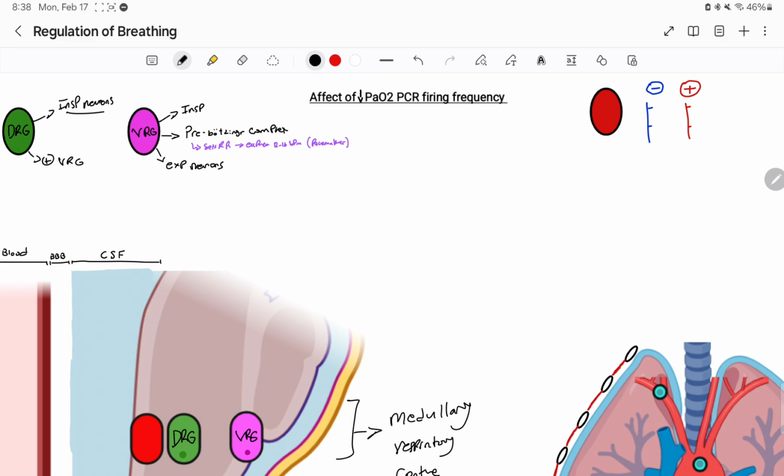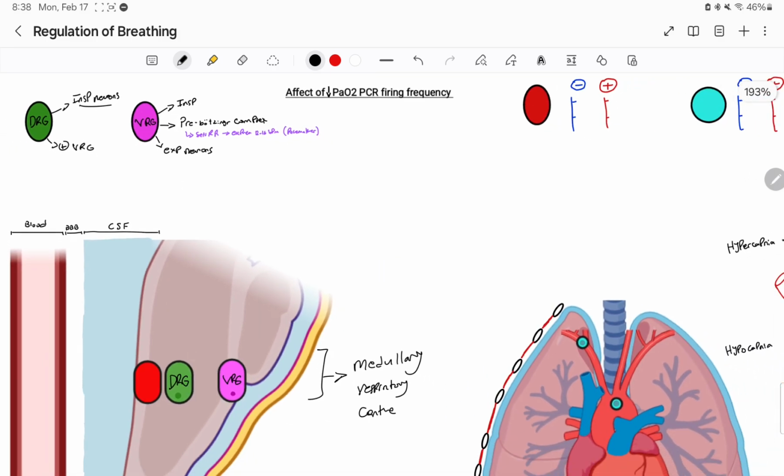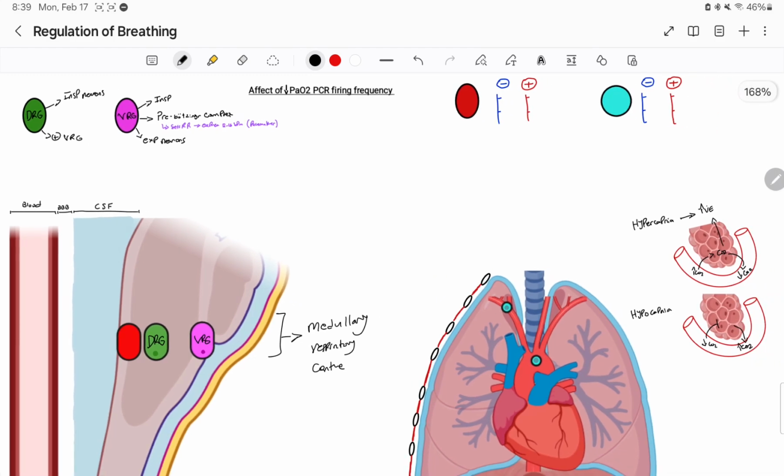Those guys will go out to those muscles we talked about in our previous videos, such as the internal intercostals or the abdominal muscles. And again, we'll take a look at that in a bit. I'm just giving you an introduction. So that's how the VRG and the DRG are kind of working, and those are the scenarios that they work in.